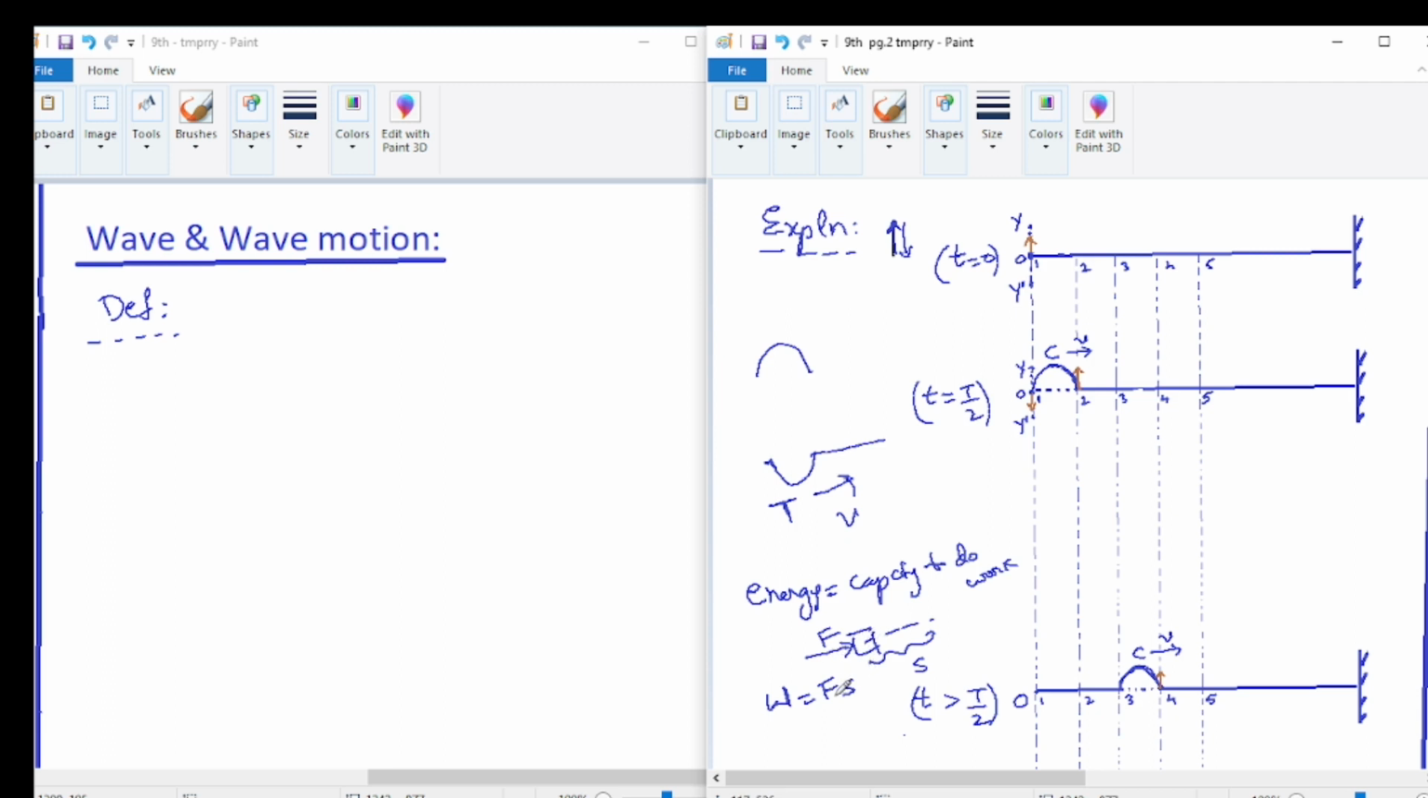Then work is said to be done. So who is doing this work? We are applying a force. A human being is applying force, which means the human being himself is doing work. So a human being has the capacity to do work, or a human being has energy.